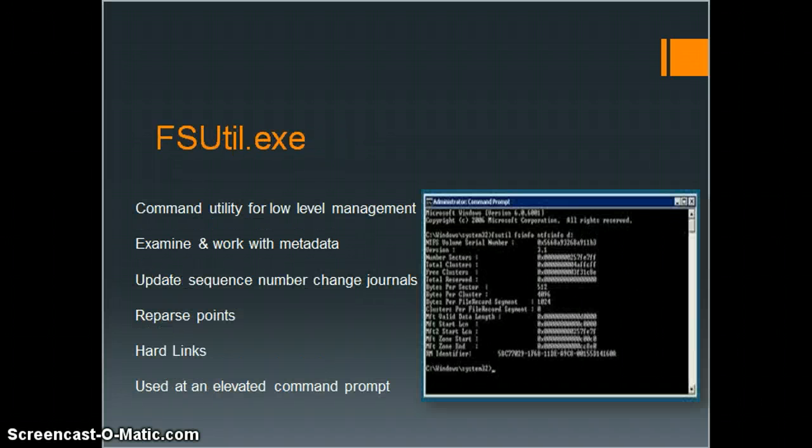FSUtil is meant to be used for support professionals who need to manage disks at a fairly low level. FSUtil is used to examine and work with metadata and other information related to disks, including update sequence number change journals, reparse points, and hard links. Detailed sector and cluster information can be obtained, such as the number of free or reserved sectors on a disk. FSUtil is also utilized at an elevated command prompt.